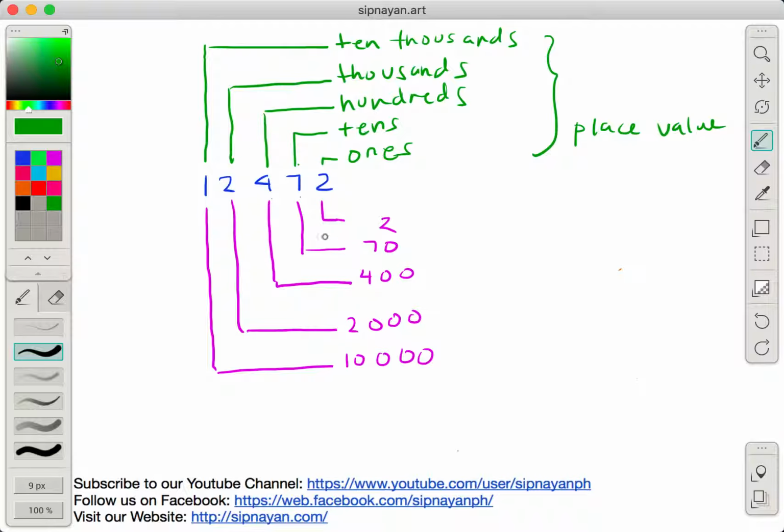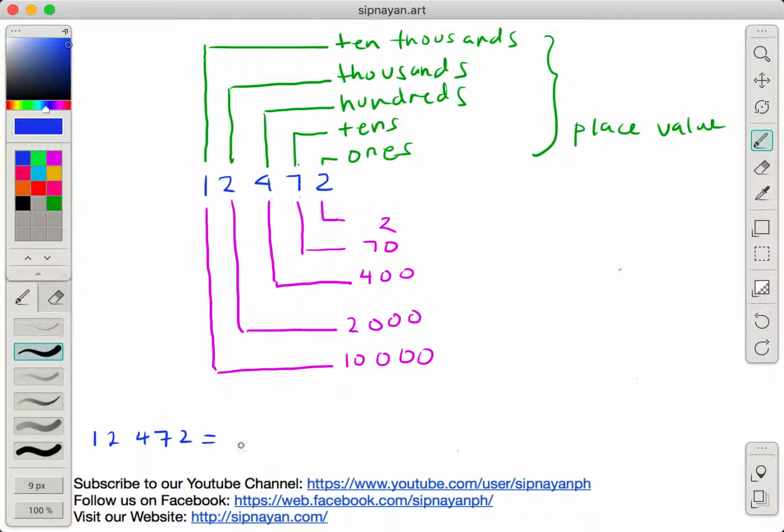Pag 2 siya at nasa fourth digit from the right, then this is the thousands place. Therefore, this is 2,000. Hindi siya 2 or 20. So, I guess alam naman natin lahat yan. And ang ibig sabihin nito, 12,472 is actually the sum of these numbers.